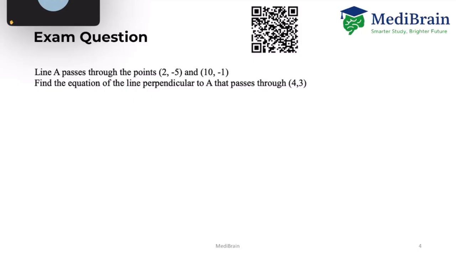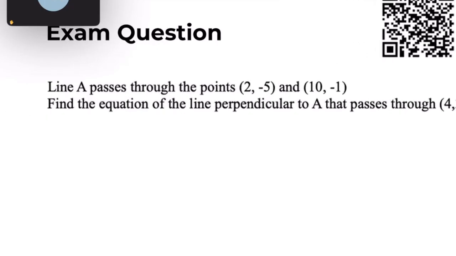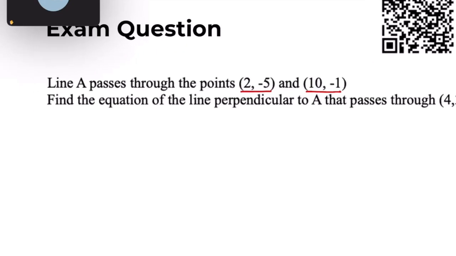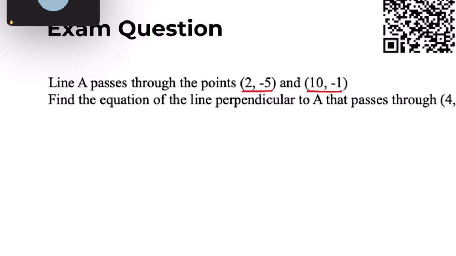Okay, so it says line A passes through the points 2, -5 and 10, -1. Find the equation of the line perpendicular to A that passes through 4, 3. So the way that we would answer this question, again, we're given two coordinates. So we're going to work out the gradient of the original line. Step 1 is to work out the gradient of the original line.